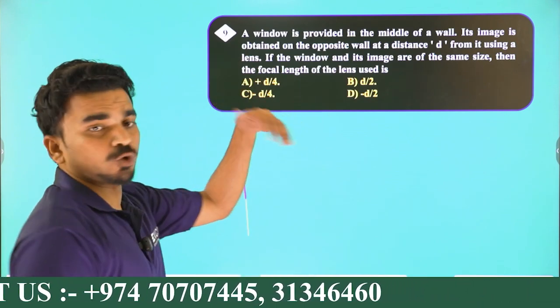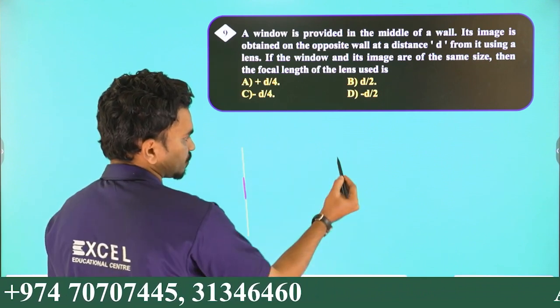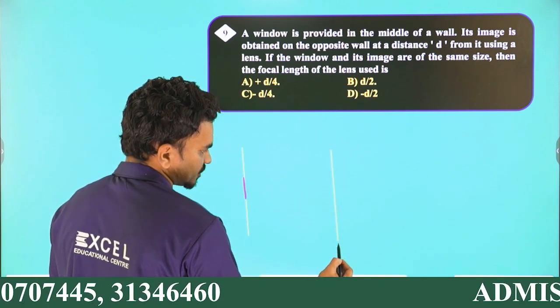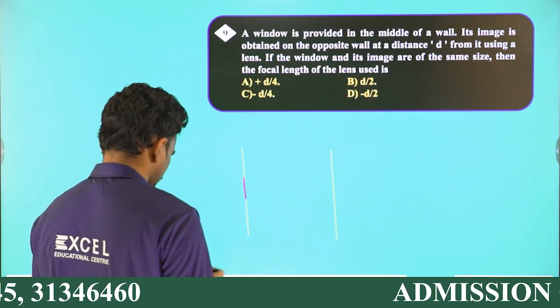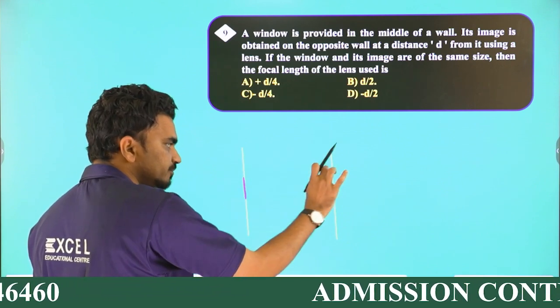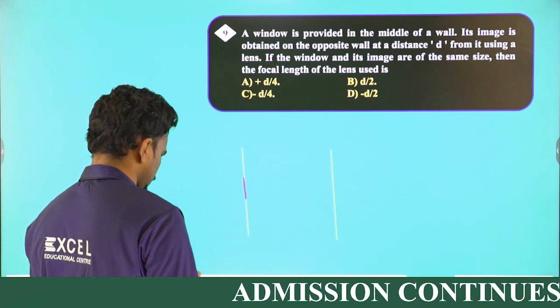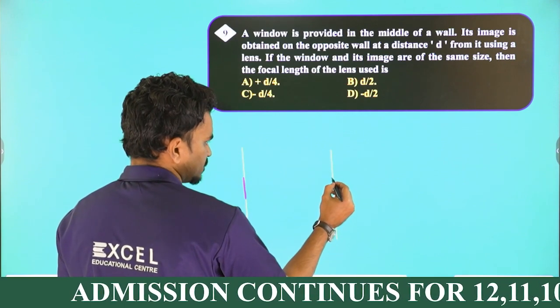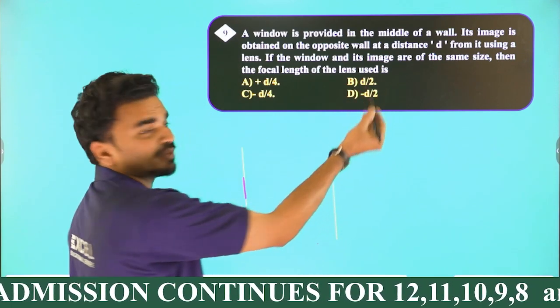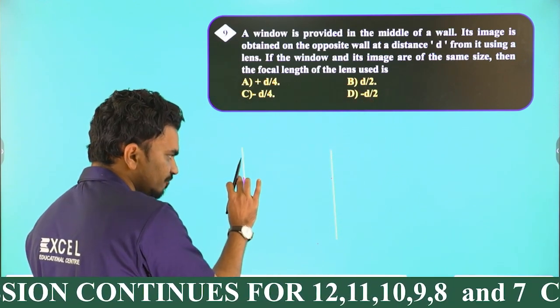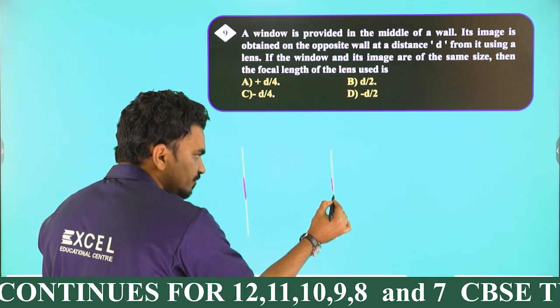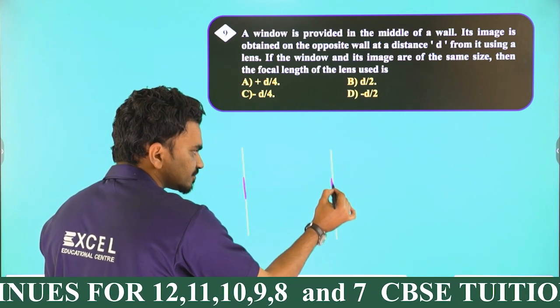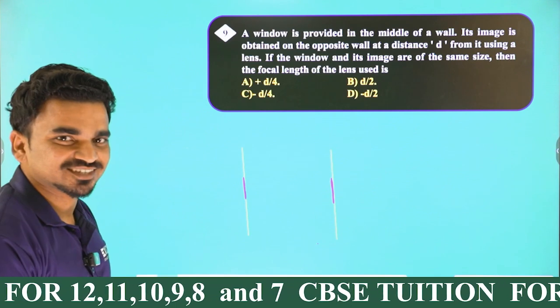The image is obtained on the opposite wall, and opposite of this, another wall is there. And we are going to make the image of this window there. Okay, the image of this window. So let me draw the image of this window. And they said that the image is also the same size. What's this one? Window. So the image of the window is also the same size. That's a hint of this question.